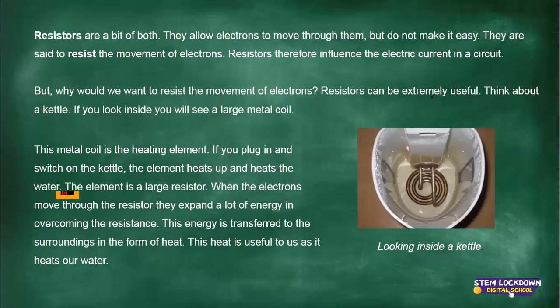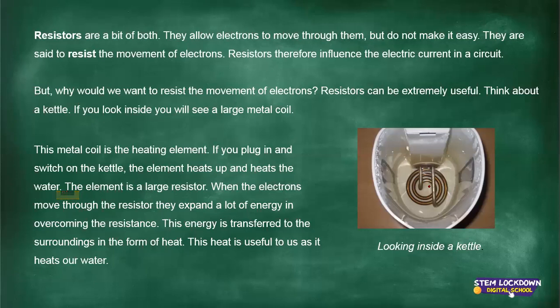Resistors are extremely useful. So think about a kettle. If you look at the picture here on your right hand side, and if you look inside here, you'll see this large metal coil. This metal coil is a heating element, and if you plug it in and switch on the kettle, the element heats up the water. And the element is a large resistor. So it has a resistor that controls the amount of heat that you're going to give off to make the water boil. Remember, water boils at 100 degrees Celsius. So this resistor controls that temperature to allow the water to boil at 100 degrees Celsius.